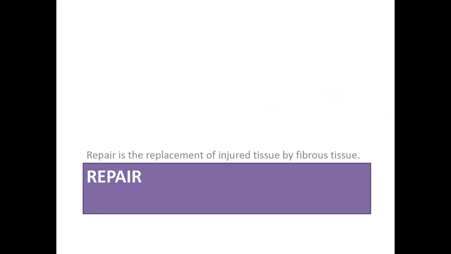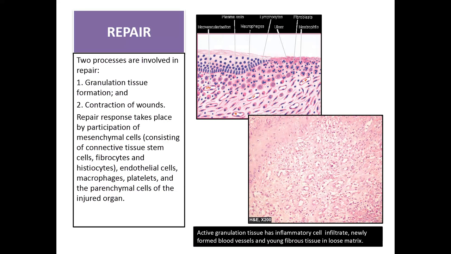So repair. Repair is the replacement of injured tissue by fibrous tissue, sometimes the outcome of inflammation being sclerosis. Two processes are involved in repair: granulation tissue formation and contraction of wounds. Repair responses take place by participation of mesenchymal cells, consisting of connective tissue stem cells, fibrocytes, and histiocytes. Also endothelial cells, macrophages, platelets, and the parenchymal cells of the injured organs are involved.